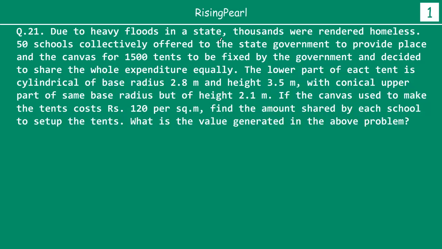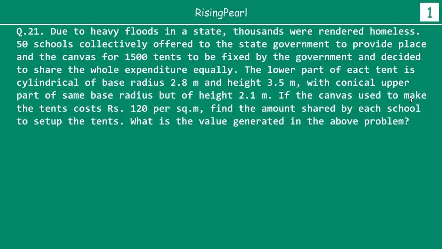Due to heavy floods in a state, thousands were rendered homeless. 50 schools collectively offered to the state government to provide place and the canvas for 1,500 tents to be fixed up by the government, and decided to share the whole expenditure equally. The lower part of each tent is a cylinder of base radius 2.8 meter and height 3.5 meter, with a conical upper part of the same base radius but of height 2.1 meter.